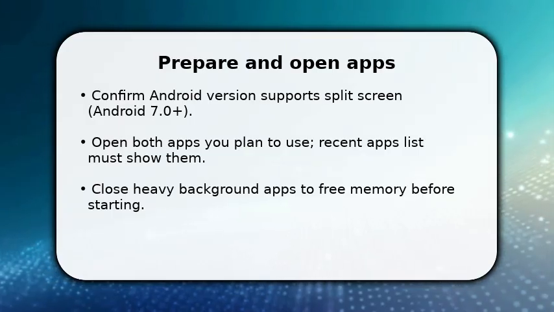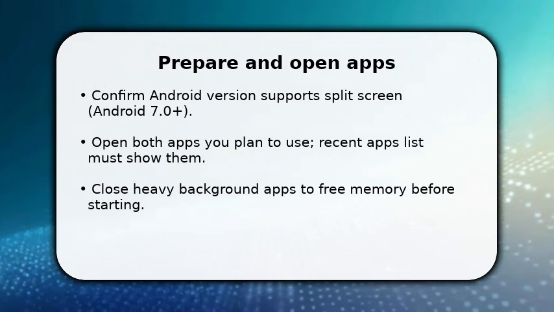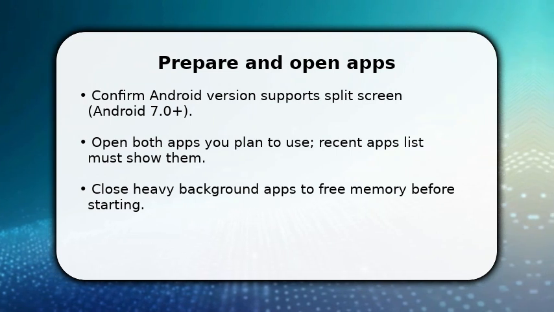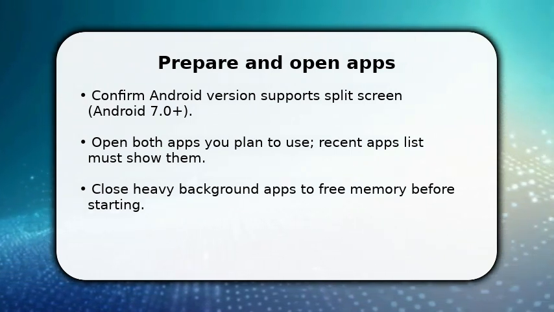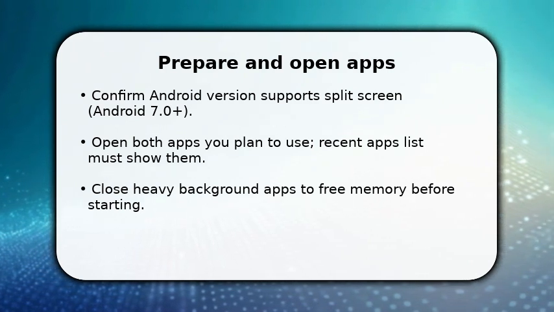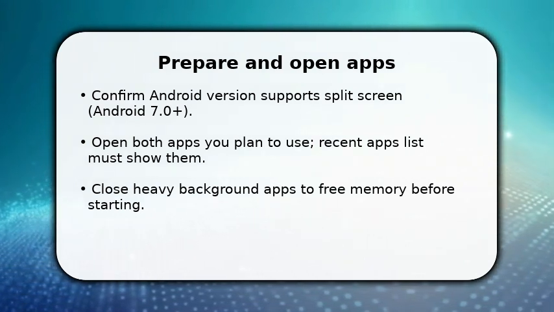You begin by checking that your device runs Android 7.0 or later because split screen requires it. Once done, open the two apps you want to use so they appear in the Recent Apps overview. One app must already be active. Make sure to close any heavy background apps to free RAM. This improves performance and prevents crashes.